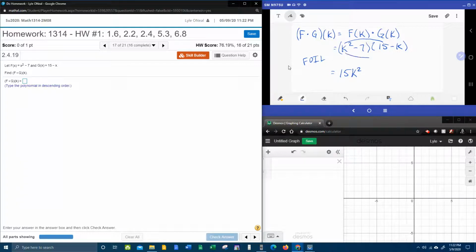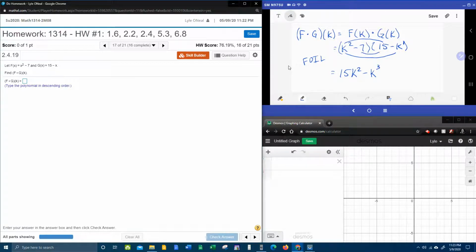And then we're going to go on the outside. K squared times negative k. Anytime you multiply letters, you add their powers. And so that'll be a negative k cubed. Negative k to the third.